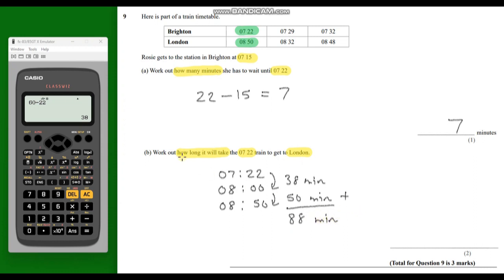Now, in the question, it doesn't say whether to give your answer in minutes or hours. So this is exactly the same as 1 hour 28 minutes, but I'm just going to leave it in minutes because, you know, we don't need to do anything else. So I'm just going to put in here 88 minutes. And we're done for this question.